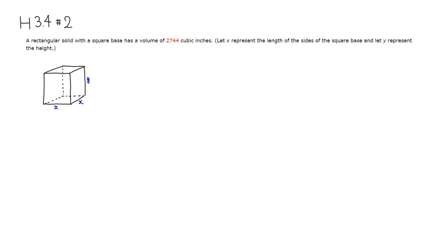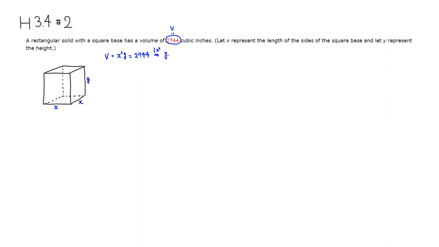We have a rectangular box, looks like that. Since the volume is 2,744, this is V. We know that V can be written as x times x times y, so you have x squared y is equal to 2,744. I'm going to solve this equation for y, so divide through by x squared.